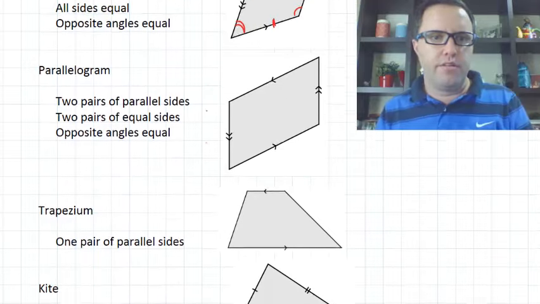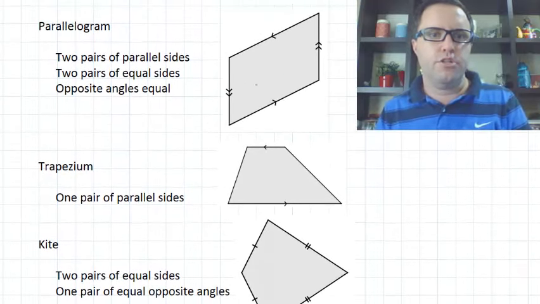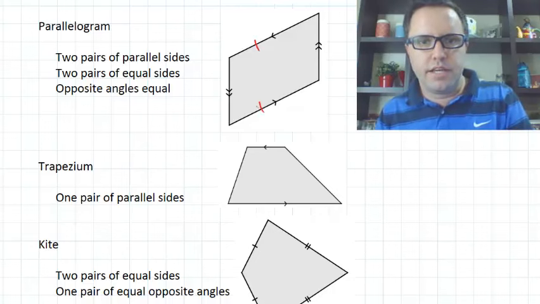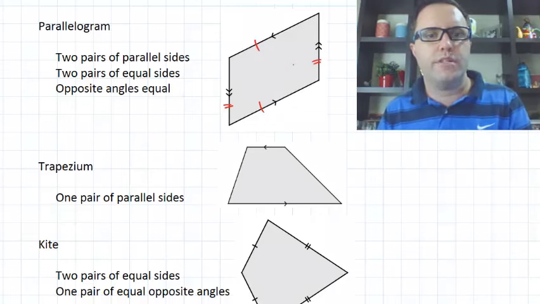Okay, our parallelogram. So two pairs of parallel sides as shown, two pairs of equal sides. So these are equal and these ones are equal. And our opposite angles are equal.